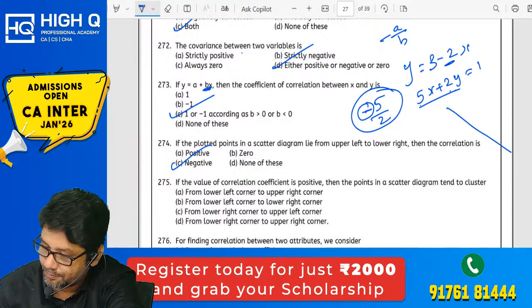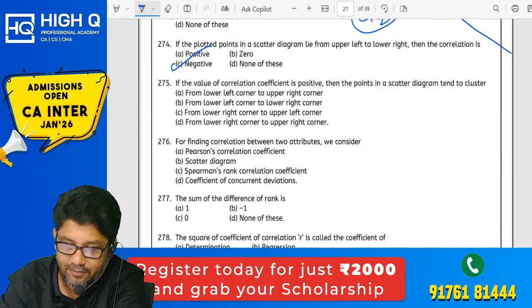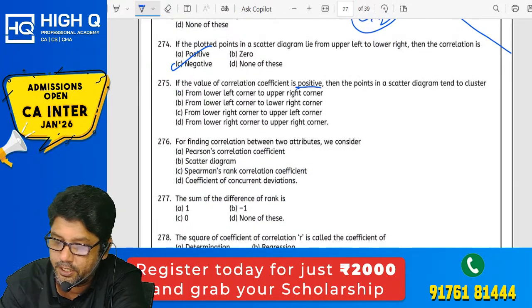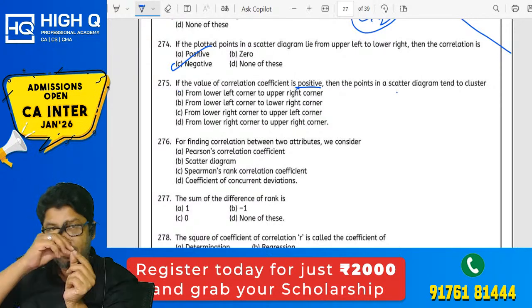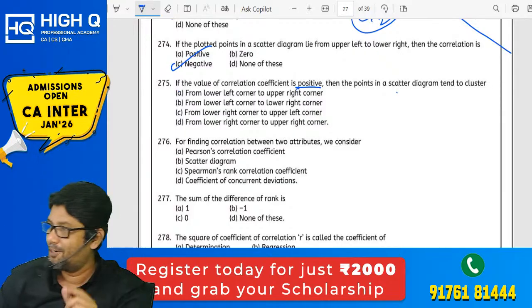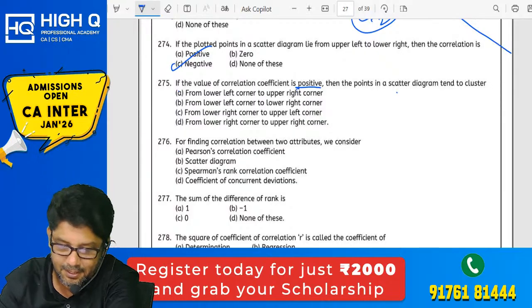Okay. Next, if the value of correlation coefficient is positive, then the points in a scatter diagram tend to cluster from what? Positive means from lower left to upper right. Okay, lower left to upper right. Option?